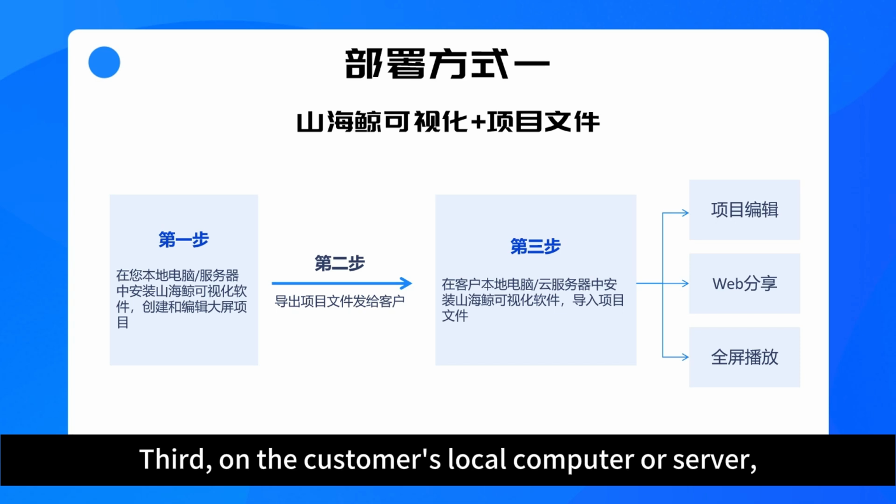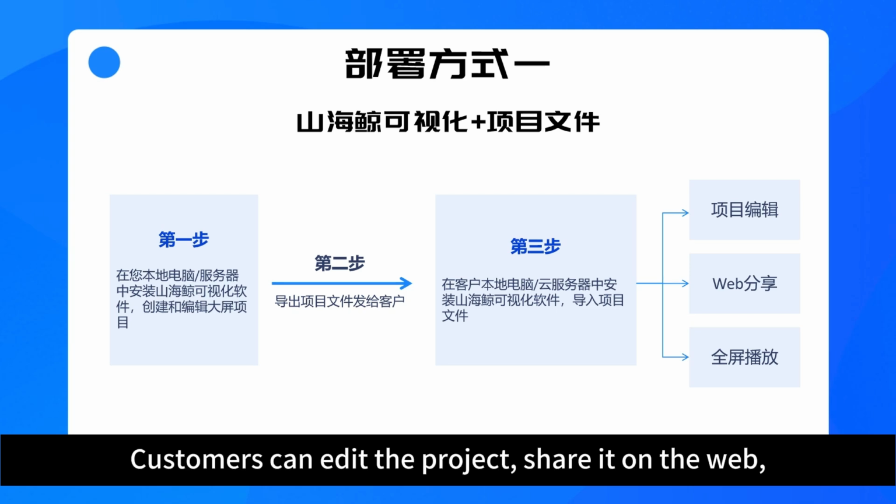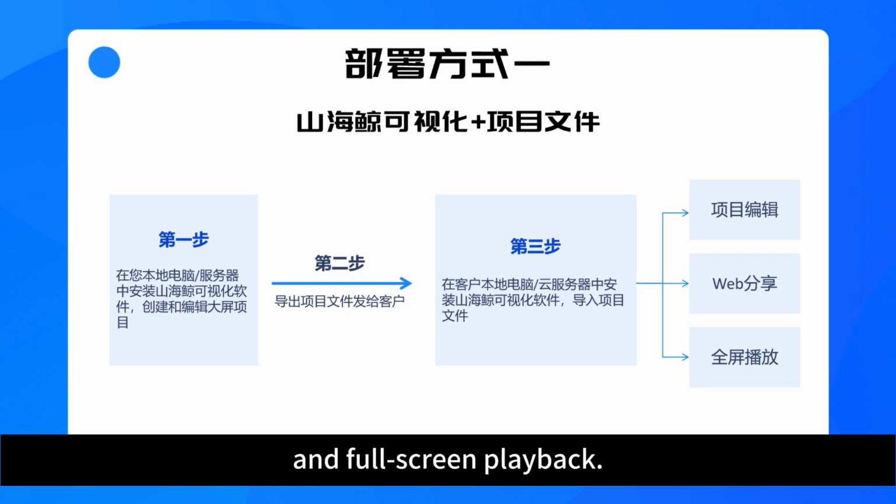Third, on the customer's local computer or server, install the Wings engine software and then import the project file. Customers can edit the project, share it on the web, and play it full screen.